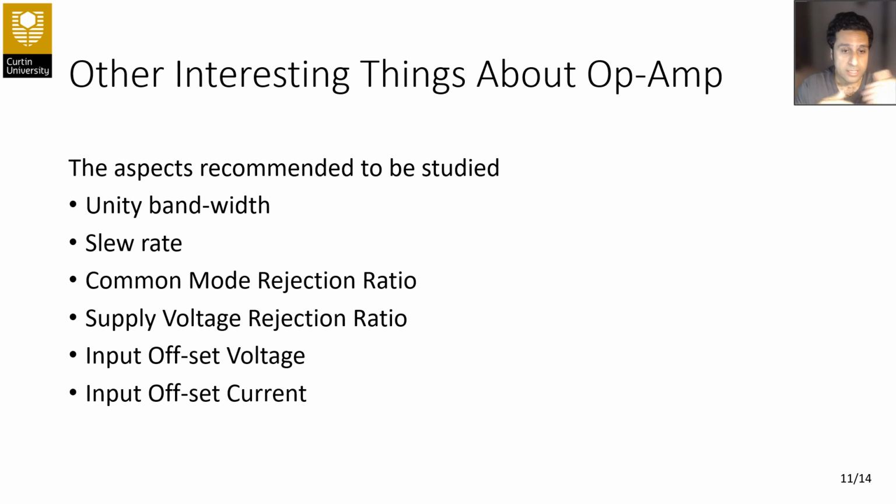Some of them are listed here, and I strongly recommend you to go through them and understand them properly, because they're really vital to understand how an op-amp works. So the first one is unity bandwidth, the other one is slew rate, the other one is common mode rejection ratio, supply voltage rejection ratio, input offset voltage, and input offset current.